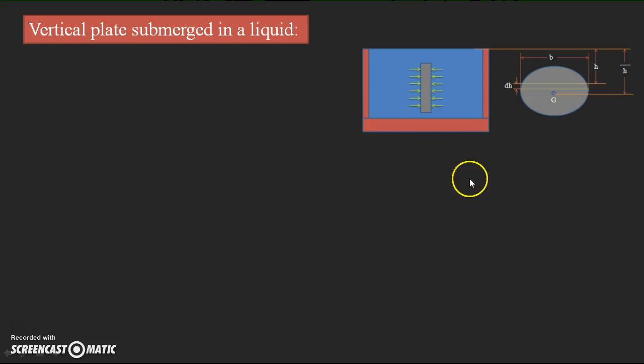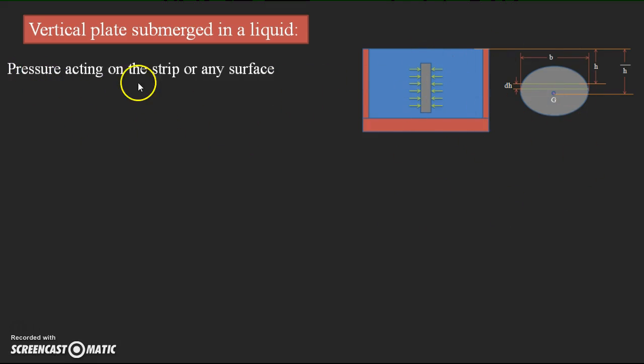Now I would like to take the help of this diagram, and next I would like to write the pressure acting on a strip or any surface. We can write the formula for the pressure from the hydrostatic law as rho g h. This is the formula everyone knows, that is, the pressure is equal to rho g h. At the same time, pressure has another formula, which is the force acting per unit area. So force is equal to pressure into area.